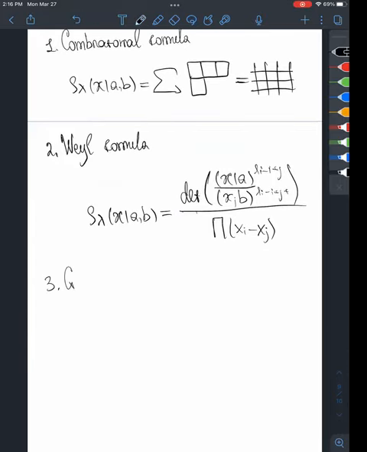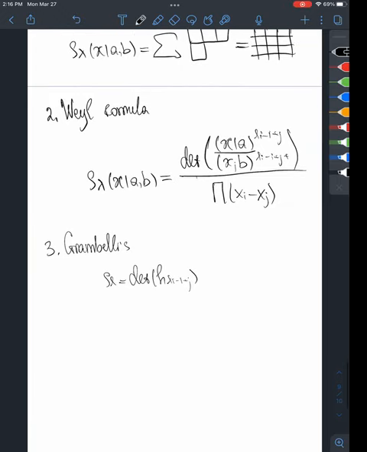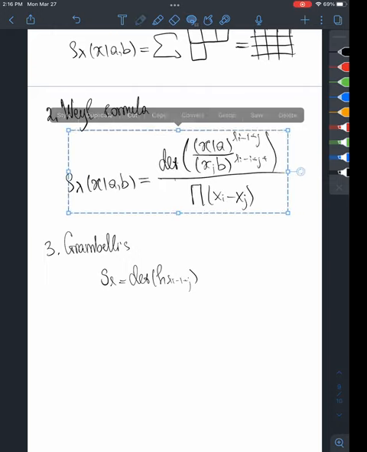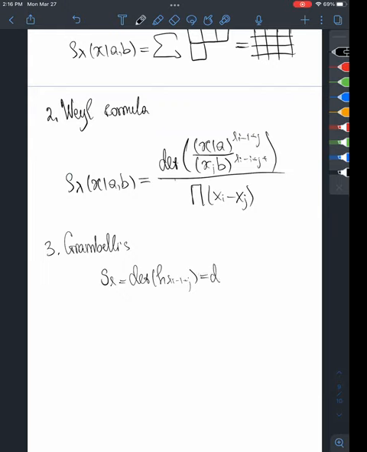And of course, there is also the Giambelli formula, which gives you the function as the determinant, and you can describe it as the determinant in terms of the completely homogeneous polynomials, which again are given by generating series, which generalizes and unifies both the factorial and the dual Schur functions, and at the same time, the elementary one.